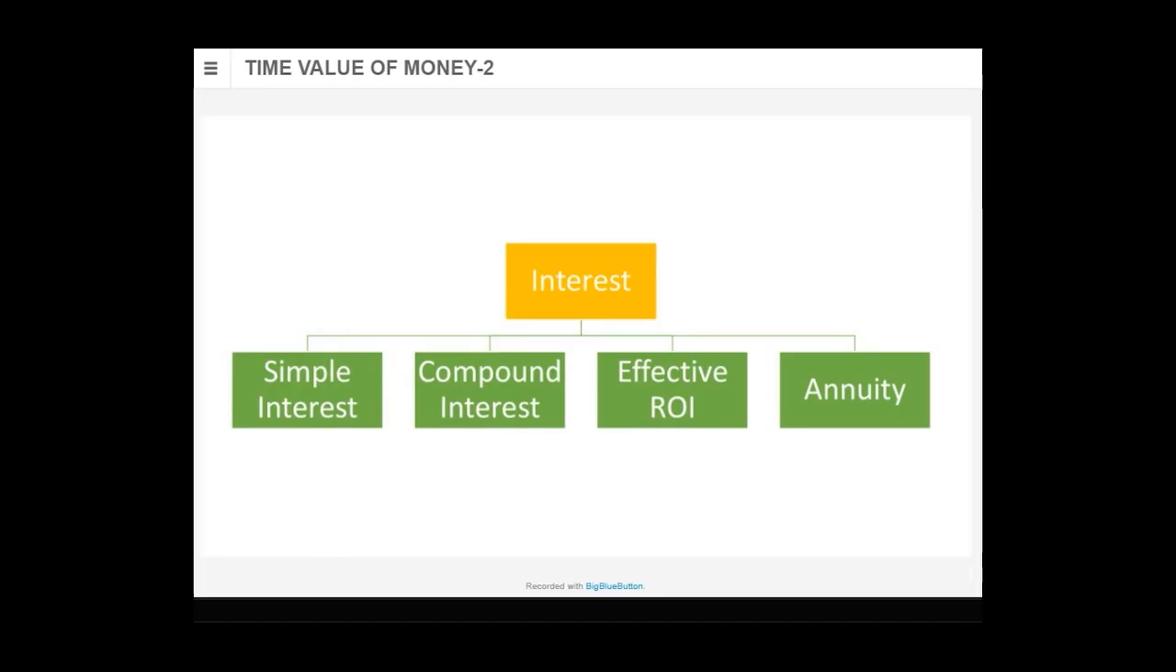Let me revise yesterday's lecture. Not all parts, some slides I'll revise. We know interest. The topic here, time value of money, is divided into 4 parts. Right now we are doing simple interest, then we'll do compound interest, then we'll do effective ROI, and at the end I'll be doing annuity also. So don't worry about whether I'll be doing annuity or not. I'll be doing annuity also, so that should not be a problem.